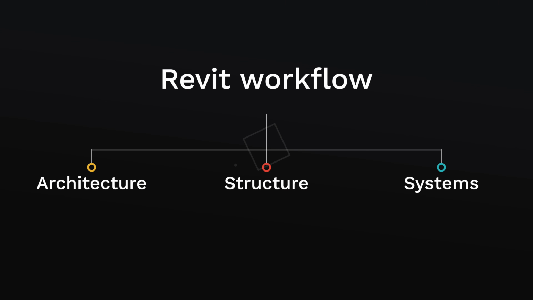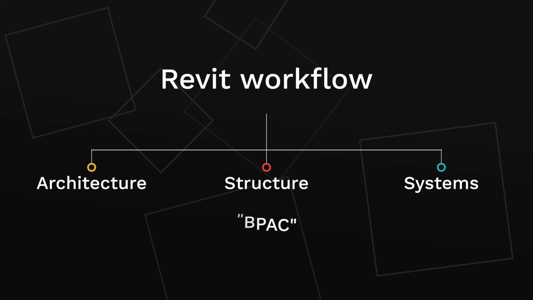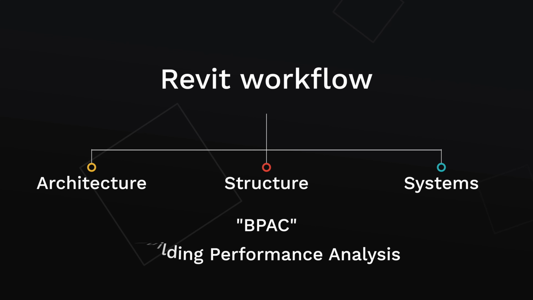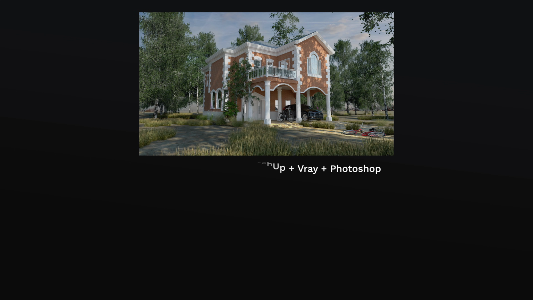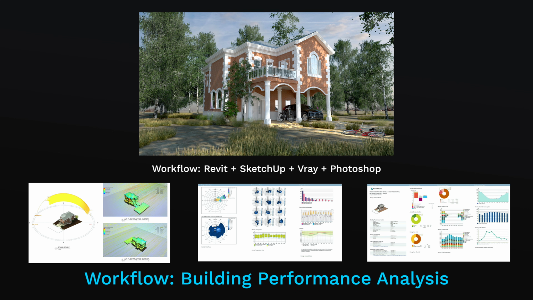Aside from these three main features, Revit has another beneficial asset named BPA, or what's known in the business as Building Performance Analysis. This is another house I've designed when I was in college. What you see below are the results I got from the BPA feature of Revit.